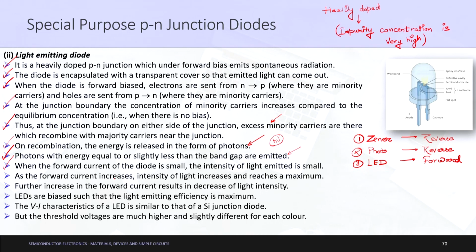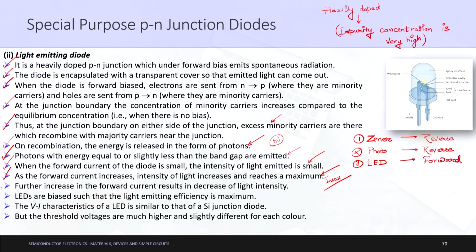When the forward current of the diode is small, the intensity of light emitted is small, quite evident. If you give less energy, fewer photons will be produced, and if fewer photons are produced, the intensity will also be less. As the forward current increases, the intensity of light increases and reaches a maximum. It cannot keep going to infinity; it will go only till the intensity is at its maximum.